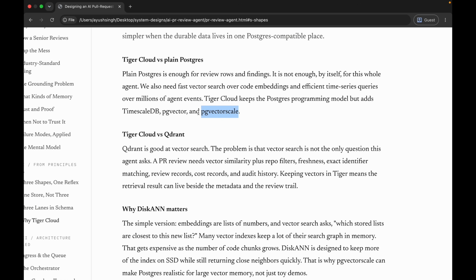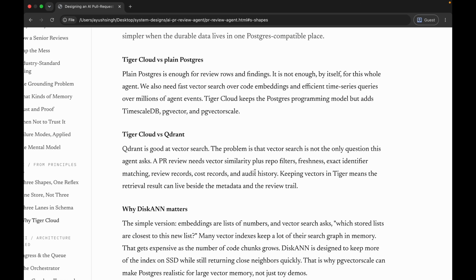One of the greatest things is that enterprises also use this. And the reason why we are using Tiger Cloud over Qdrant is because vector search is not the only question this agent asks. A PR review needs vector similarity plus repo filters, freshness, exact identifier matching, review records, cost records, and audit history. Which means that we want to keep everything at once, so the retrieval result can live beside the metadata and the review trail, ultimately in your hypertables and all that.